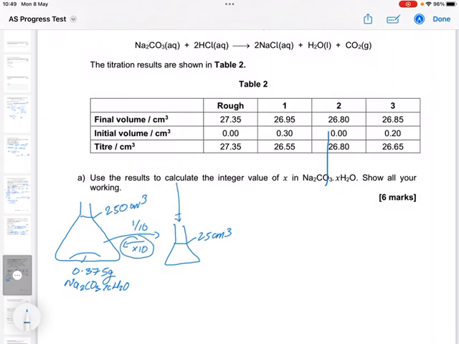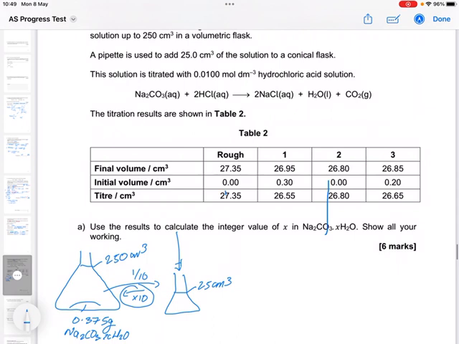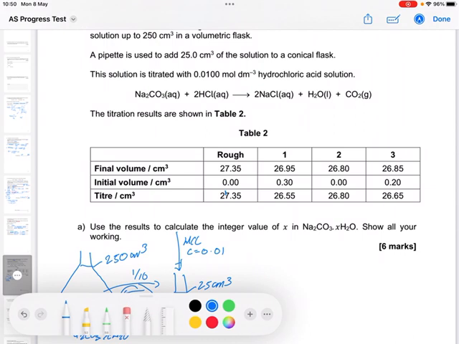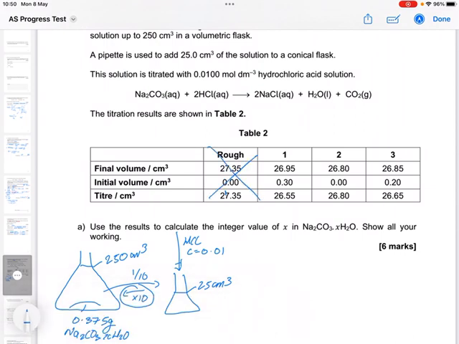And this was titrated with 0.01 mole hydrochloric acid. So HCl concentration is 0.01. And what I need to do here is use these results to get the mean titer and go from there. Right, so mean titer, never use the rough result.